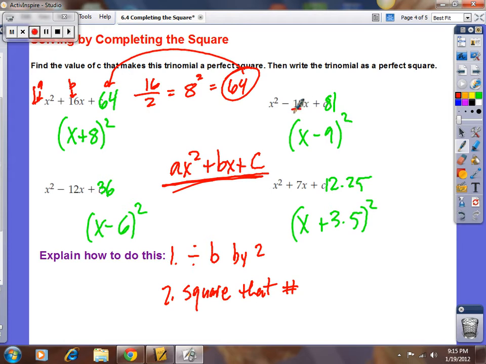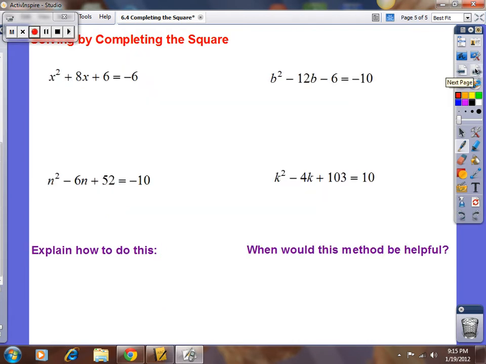So this one right here, 18 divided by 2 is 9. 9 squared is 81. Number 3, 12 divided by 2 is 6. 6 squared is 36. And number 4, 7 divided by 2 is 3.5. Square that and you get 12.25. And then write them as squares as we did earlier. So completing the square is pretty slick. Now let's use it to solve an equation.